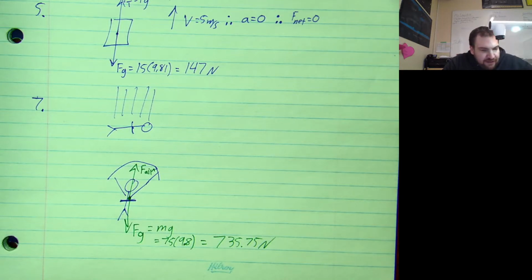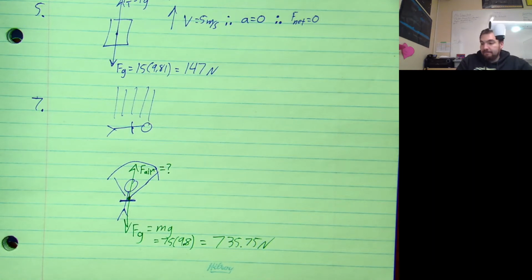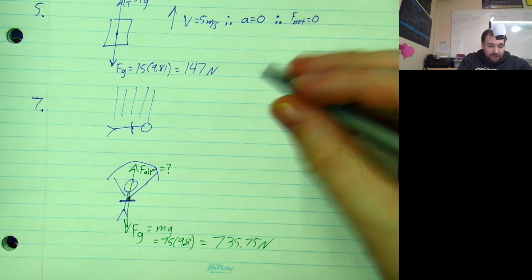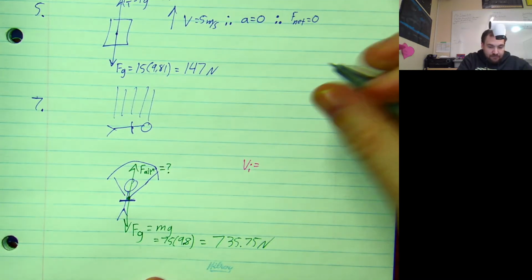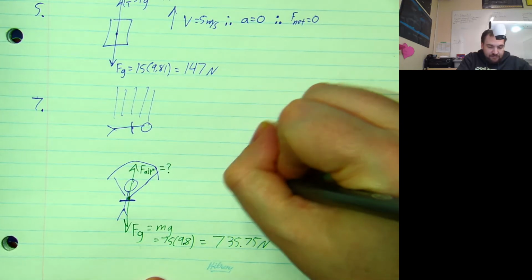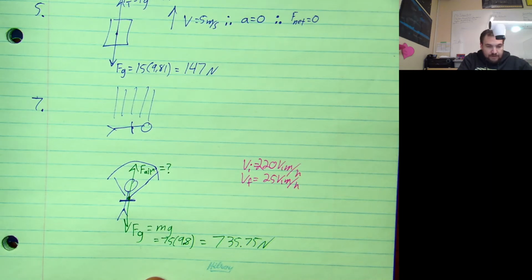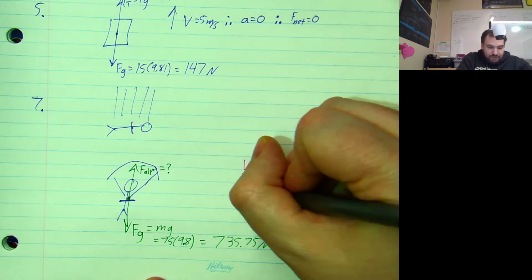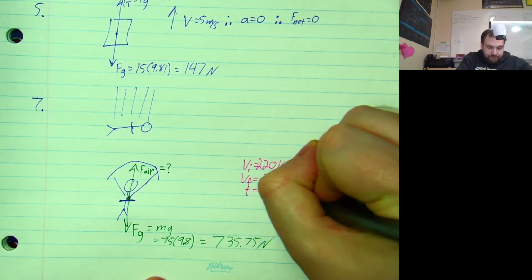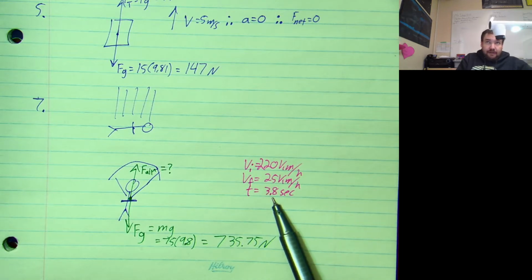We want to find the average force of air friction on her during her deceleration. So this is what we want. What else do we know? We know a bunch of velocities. Vi is 220 what? Kilometers per hour. Vf is 25 kilometers an hour. What else do we know? She stopped in 3.8 seconds. So that's our time. She dropped her speed from 220 to 25 in 3.8 seconds. Okay.